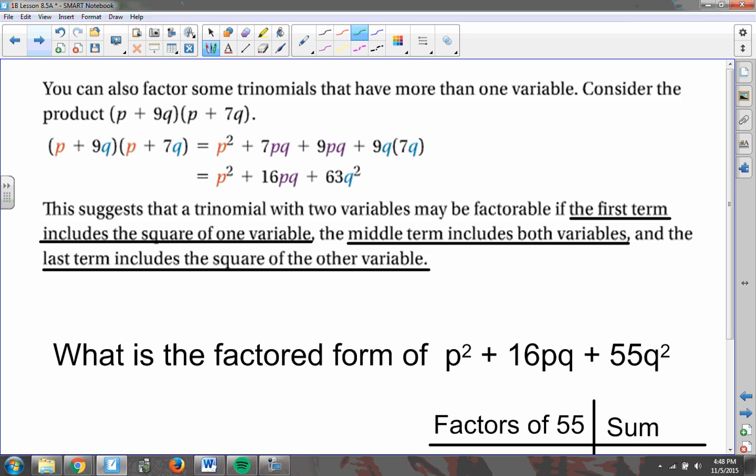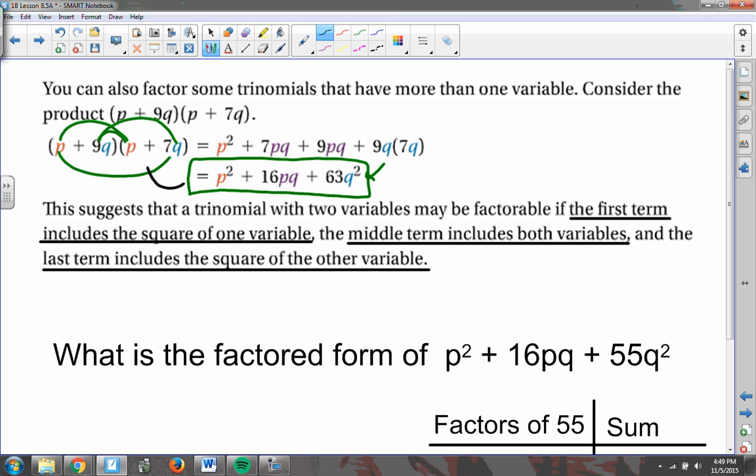If I were to do a FOIL method here, my first would be p squared. My outside is 7 times q times p, or 7pq. My inside is 9 times q times p, or 9pq. And my last is 9q times 7q, which we know is 63q squared. 63, and q times q is q squared. So I should be able to go backwards from here back to my factored form, right here, in the same way that I've been doing on the previous slide.